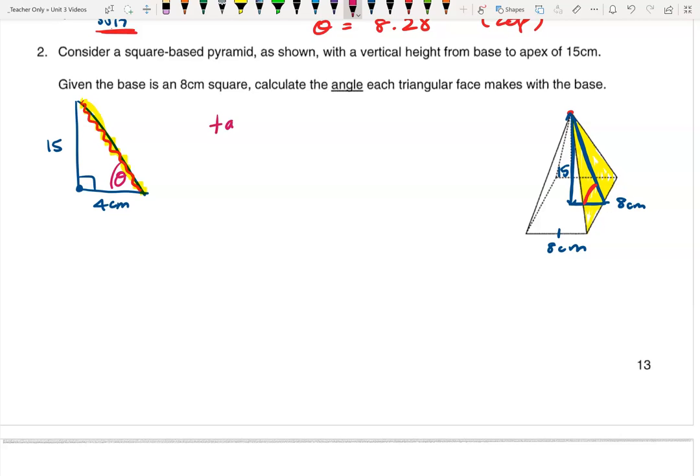So again, I'm using the tan ratio, the opposite over the adjacent, so 15 over 4, and the angle will be 75.07 degrees. So because that square base prism is quite tall at 15 centimeters compared to a base, the angle will be quite steep, but obviously less than 90 degrees.